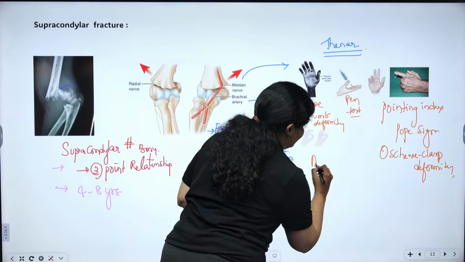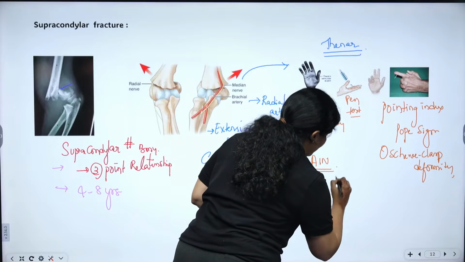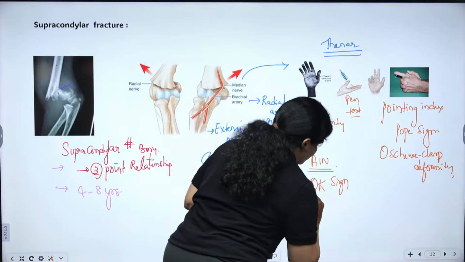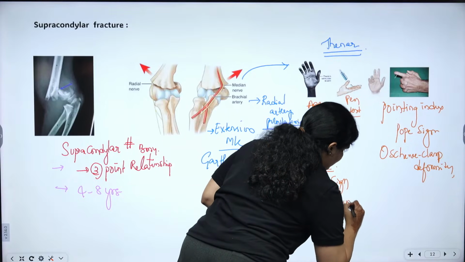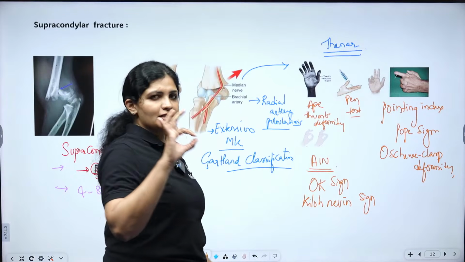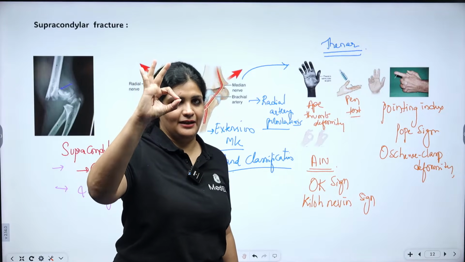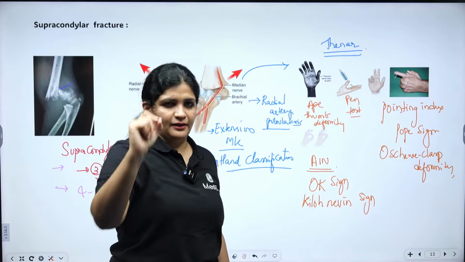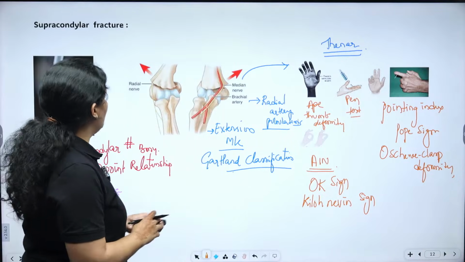And finally, the branch of the median nerve, your anterior interosseous nerve, and this is your OK sign, or there is one more name, which is called the Kilner-Nevin sign. This is nothing but both your flexor pollicis longus and your index FDP coming together to make an OK sign, right? So this is about your median nerve.